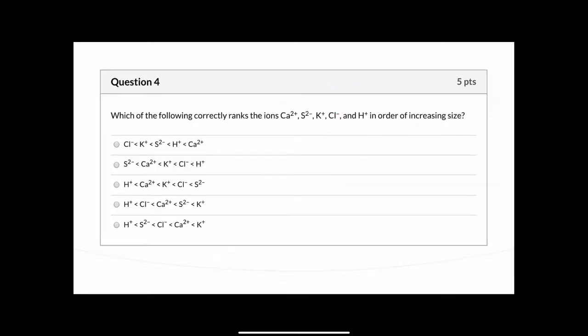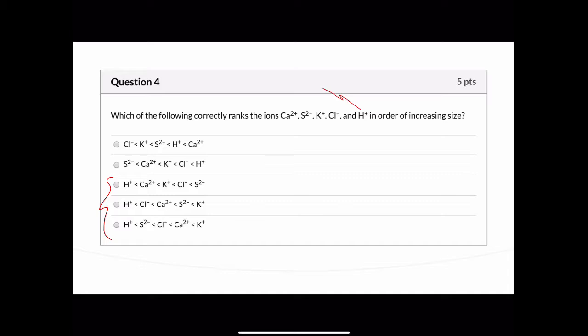Question number 4. Which of the following correctly ranks the ions calcium, sulfide, potassium, chloride, and H+ in order of increasing size? Well, I think it's pretty obvious that H+ is going to be the smallest one of these, because H+ is nothing more than just a proton. So that kind of limits me to these choices here. I'm going to have my hydrogen ion as the smallest one of these ions.